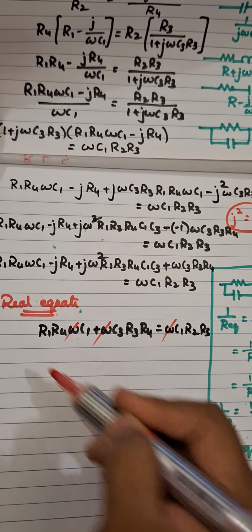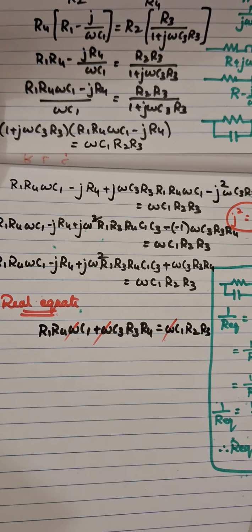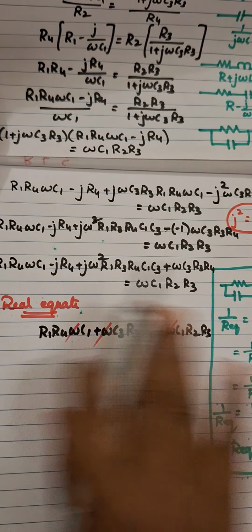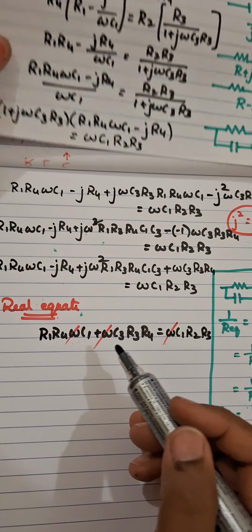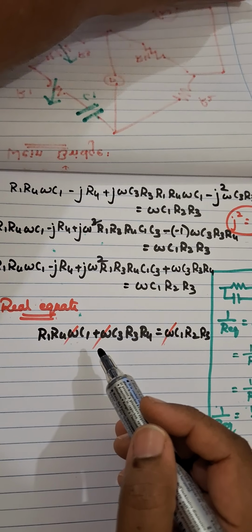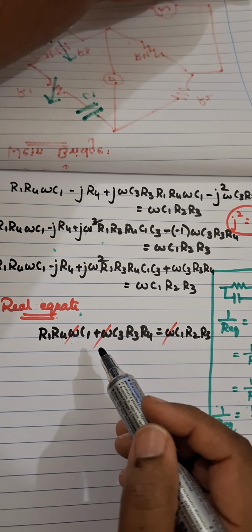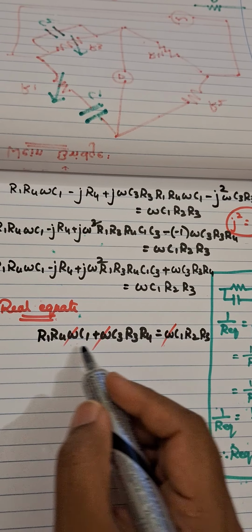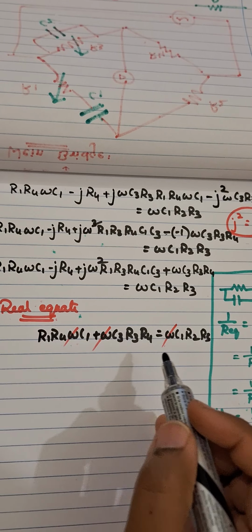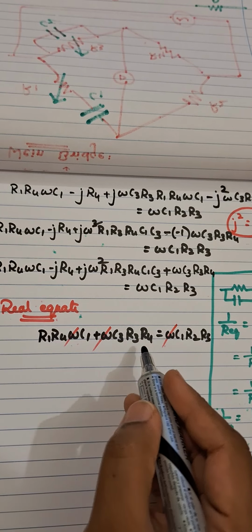Omega, omega, omega. In all three terms omega is there, so commonly I can eliminate them. Clear? So what did I do? I eliminated the omega values. Now that I have eliminated these omega values, I am going to write the equation that we have.